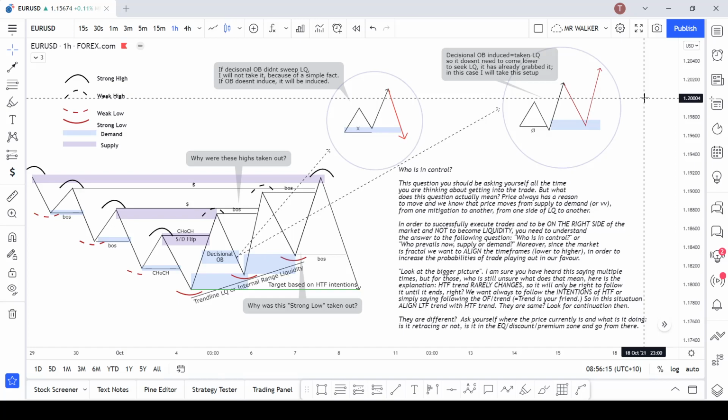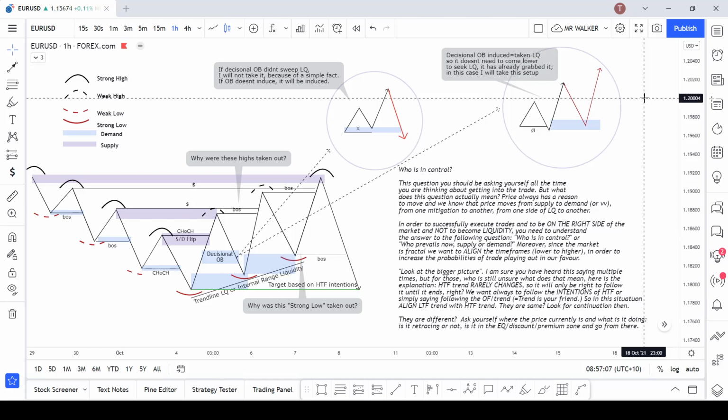In order to successfully execute trades, to be on the right side of the market and not to become liquidity, you need to understand the answer to the following question: who is in control, or who prevails now, supply or demand? Moreover, since the market is fractal, we want to align the time frames, lower to higher, in order to increase the probability of the trade playing out in our favor. Sorry, if you didn't really get it, align the time frames. That means that if the 1 hour or 4 hour time frame is bearish, we want to see the same picture on the 1 minute or 15 minute time frames, namely a bearish trend. Okay, and vice versa with bullish.